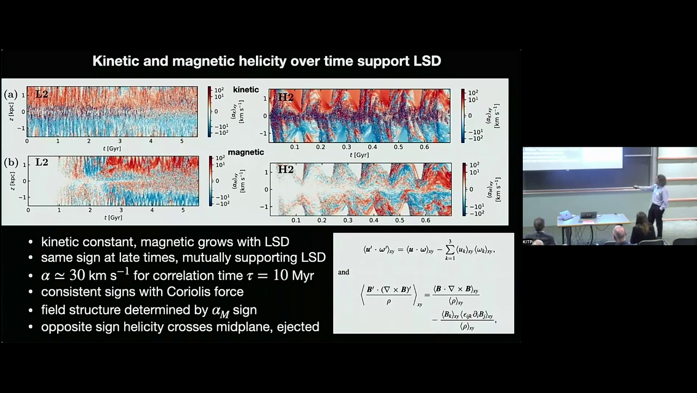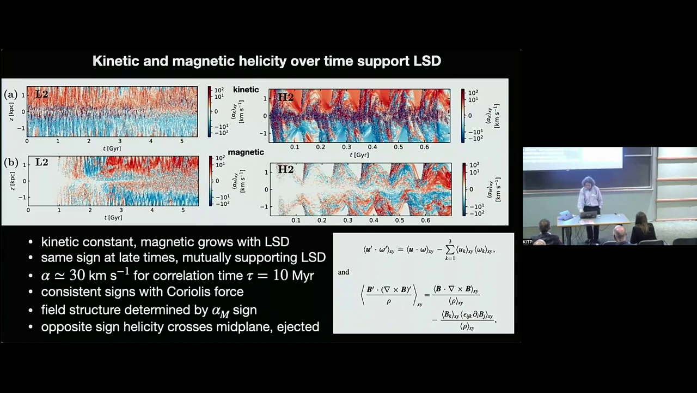This is my last substantive slide. This is what the kinetic and magnetic helicities are doing in the high resolution model. You can see that there's opposite sign helicity crossing the midplane, and what you get is little ejections of opposite sign helicity going out, and then the big regions are actually more associated with inflow.